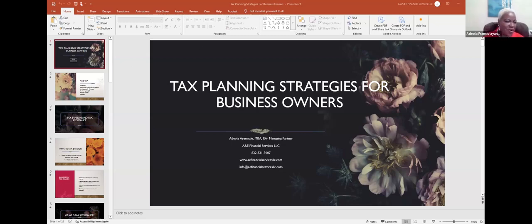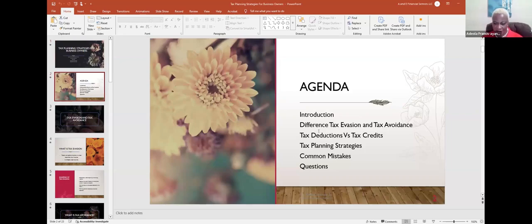All right, so here's the agenda. What I'm going to be talking about is the differences between tax evasion and tax avoidance. They're two different things. Then tax deduction versus tax credit, tax planning strategy, and common mistakes that we tend to make as small business owners and high earners.